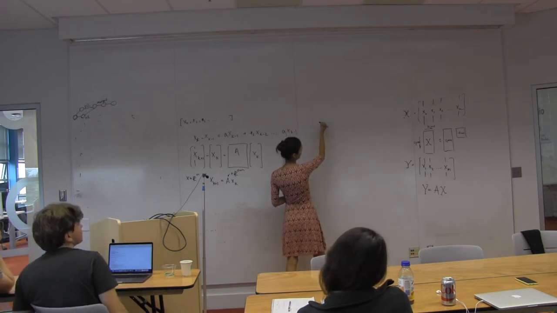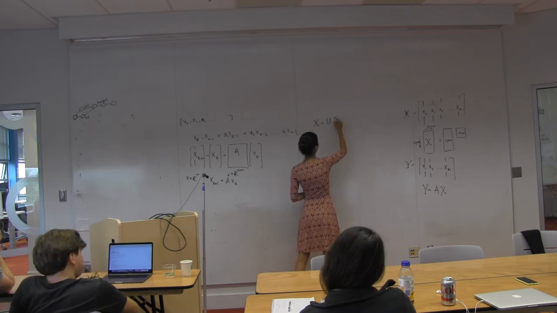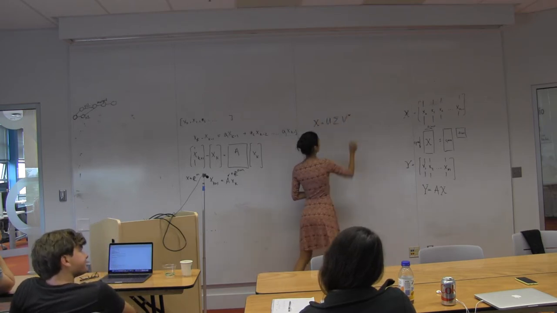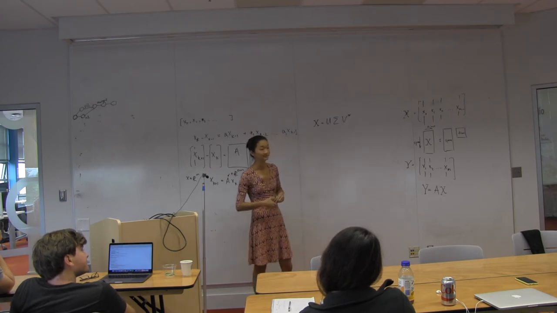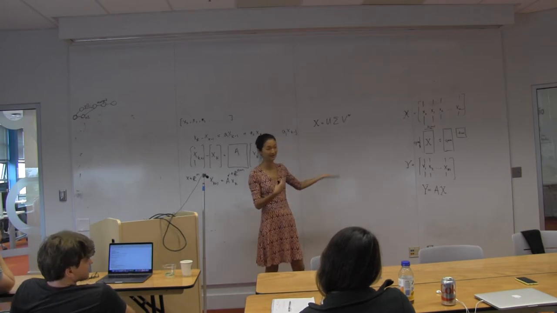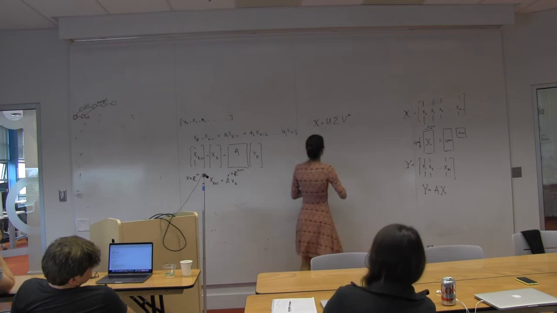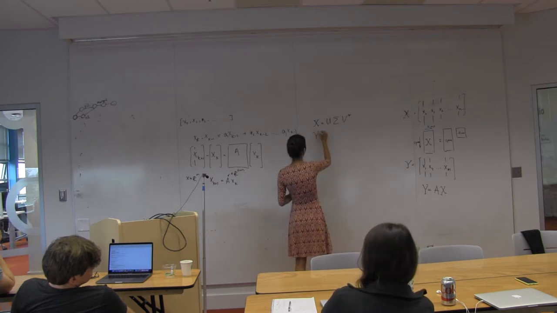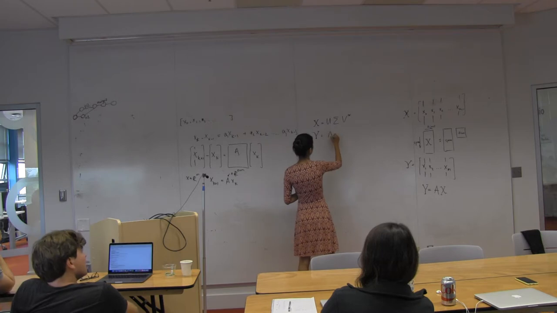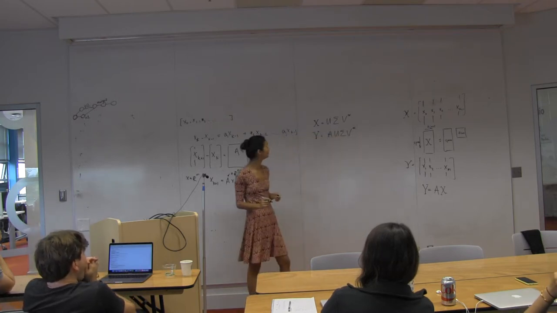So step one is we're going to take the SVD. I'm going to take my X, and I'm going to say that X equals U Sigma V star. Do that on my computer. This is fine. As long as I can fit X in my memory, I can compute the SVD of X. So then I'm going to substitute this back there, and I'm going to say Y equals AX, so it's A U Sigma V star. So far, so good?